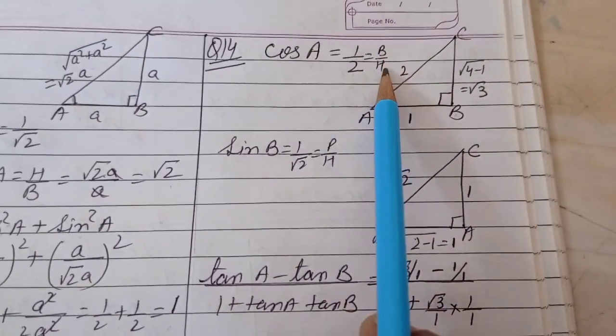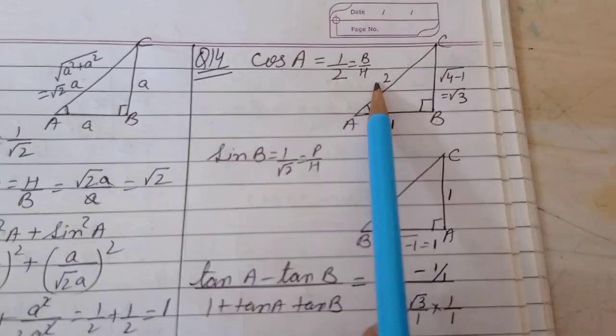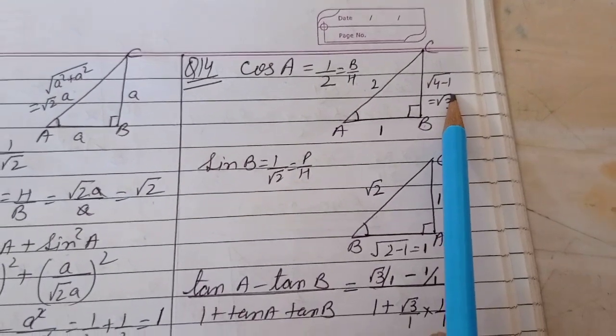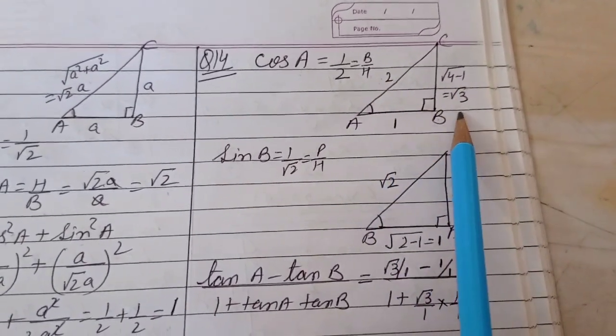Cos, you know, is equal to base over hypotenuse. This is base, that will be 1. Hypotenuse is 2. And this side I found using Pythagoras theorem. That will be under root 2 square minus 1, root 3.